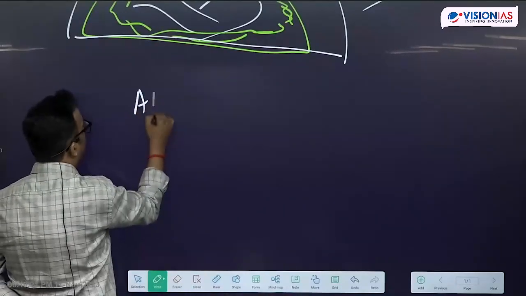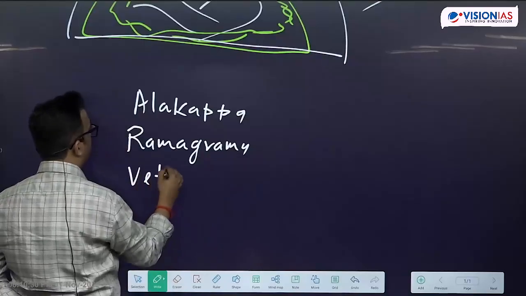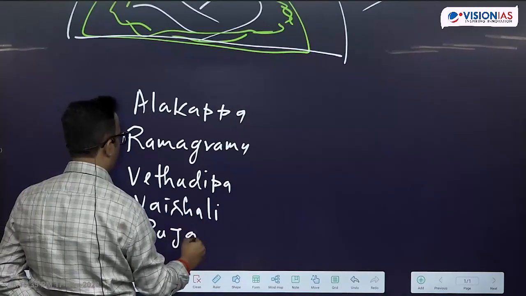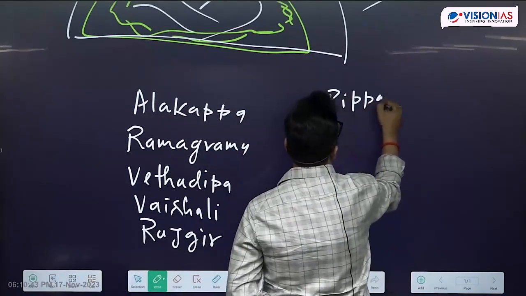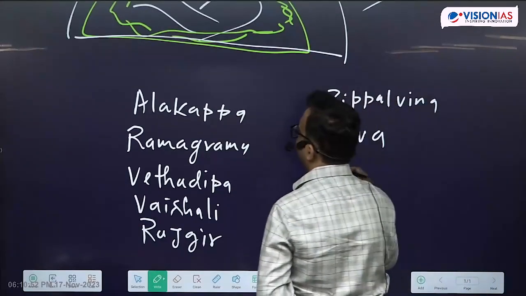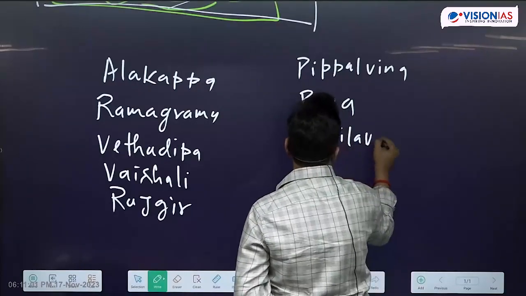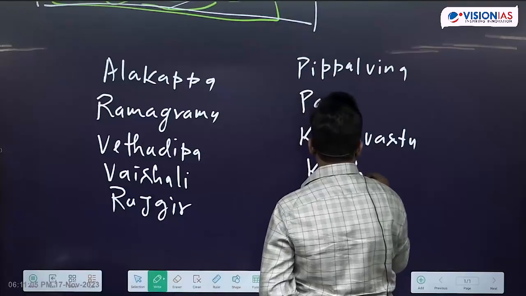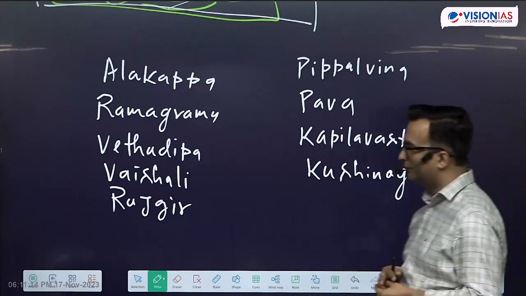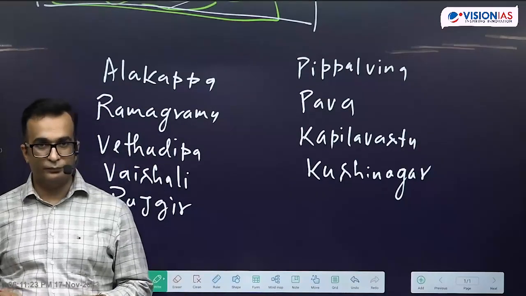Start: Alakappa, Ramagram, Vethadeep, Vaishali, Rajgir, Pipalveena, Pava, Kapilvastu, and Kushinagar. So these were the early 9 stupas. Done?